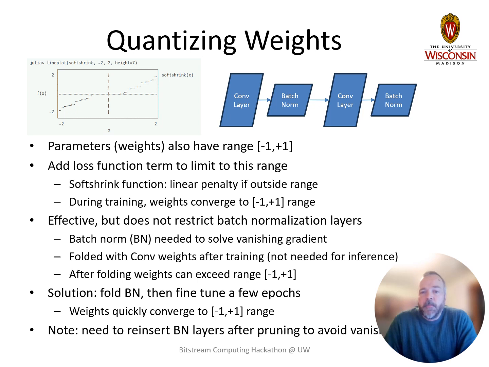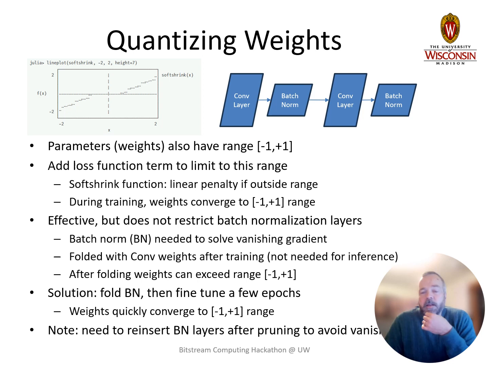And we do that by basically adding a function called soft shrink, which is plotted here on the top left, that essentially has a 0 value if we're in the proper range from -1 to +1, and then linearly has a linear penalty if we're outside that range. And when we apply this over all of the weights of the network, we end up converging to a solution that doesn't have this problem.